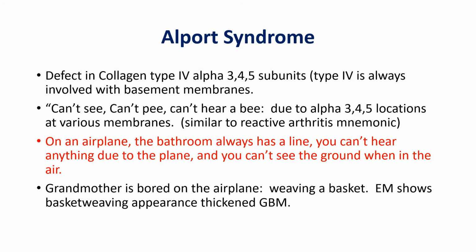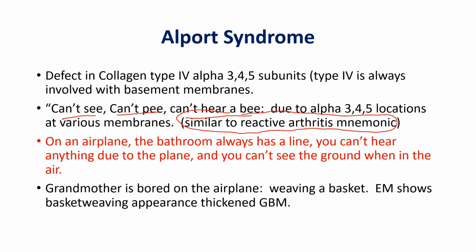Now, there is a mnemonic for this one, and I don't really like it, and I'm going to explain why. In the First Aid book, the mnemonic is can't see, can't pee, can't hear a bee. If you're a medical student, you know what that sounds very similar to. It sounds very similar to the reactive arthritis mnemonic. In reactive arthritis, it is can't see, can't pee, can't climb a tree. But in this one, it's can't see, can't pee, can't hear a bee.